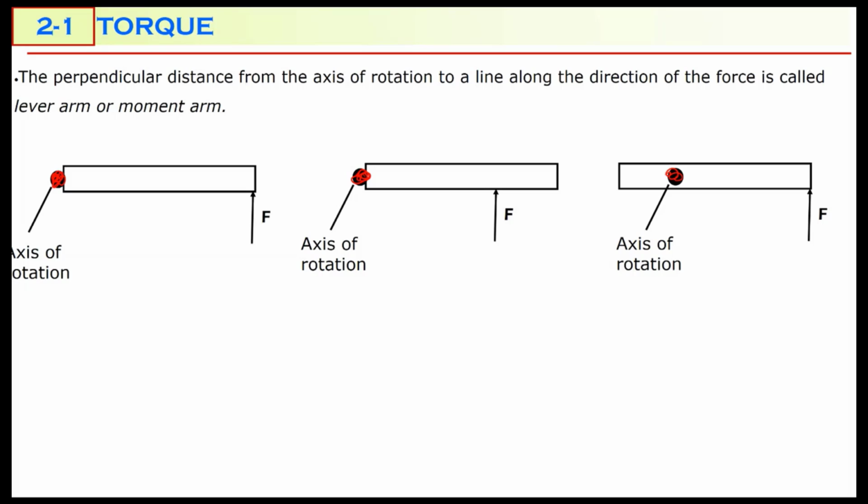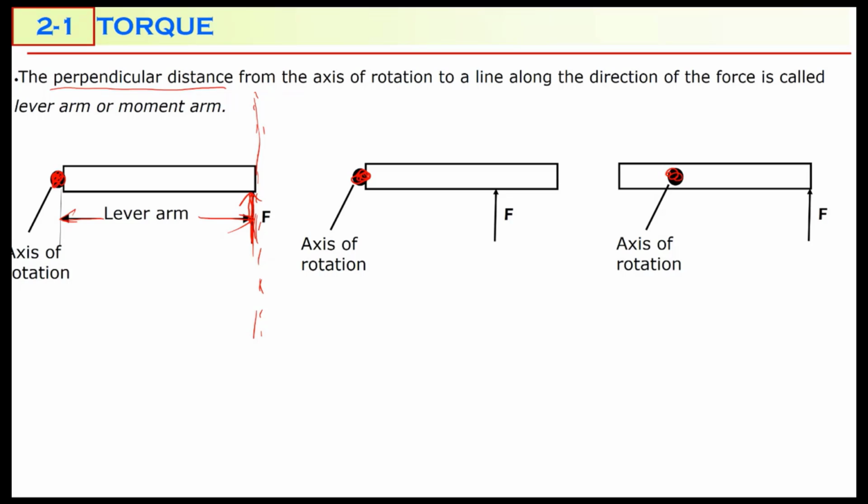So in the first one, I am pushing the ruler from the tip with a force F. According to this definition, you are going to draw a distance from the axis of rotation to the line along the direction of the force. Draw a line along the direction of the force. This is a line along the direction of the force. And the perpendicular distance from the axis of rotation to this line is going to be the lever arm. So for the first picture, that distance is the lever arm.